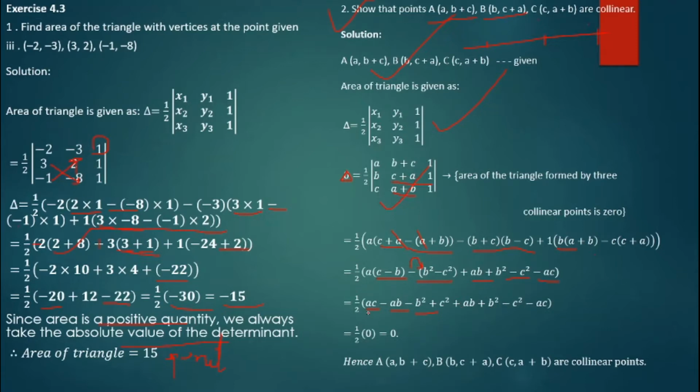So AC we have here and here, so AC minus AC cancel. Minus AB plus AB cancel. Minus B square plus B square, and plus C square minus C square. So what is left? Nothing. 0. So half into 0 is 0. We know that the area of a triangle formed by 3 collinear points is 0. So hence A, B, C are collinear points.